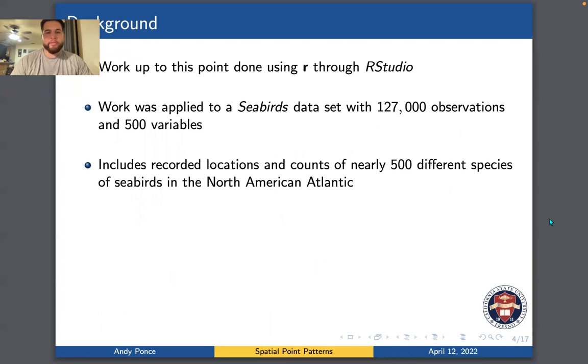The work that we've done up until this point, we've done using the R language through RStudio, and we've applied our work to a Seabirds data set. This set has about 127,000 rows of data and about 500 variables or columns. The main chunk of this data is made up of the recorded locations and counts of nearly 500 different seabird species in the North American East Coast and Atlantic.